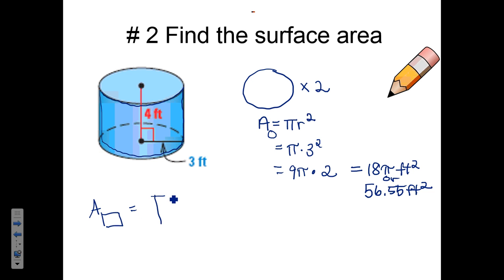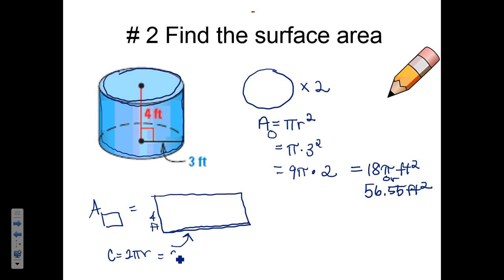So if I draw that rectangle out, remember the height of the rectangle is the height of the cylinder, which is 4 feet, and then the base is the circumference of the circle, because it goes all the way. See, if I do this, it goes all the way around, and that's the circumference or perimeter of the circle. So if I find the perimeter of the circle, I will know my base. So if I do circumference equals 2 pi r, that would be 2 times pi times 3, because the radius is 3. That would be 6 pi feet.